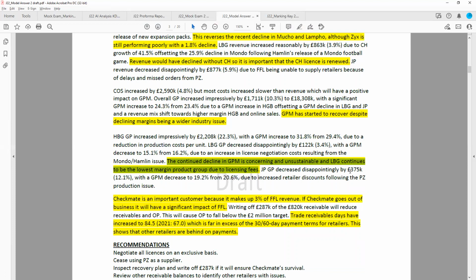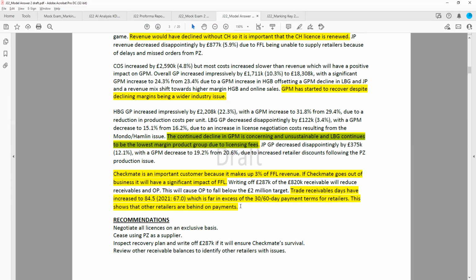So I just had the headline number that they'd asked for: what's the impact on the management accounts? But then I've added in some additional points that I had in there, that it looks as though there's an issue with other receivables as well. And actually, saving checkmate probably is the thing to do, because it is quite a significant customer.